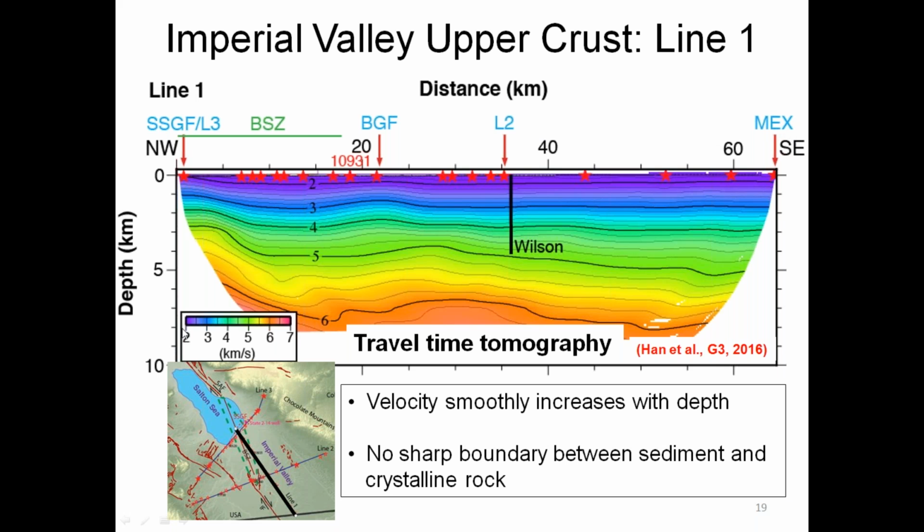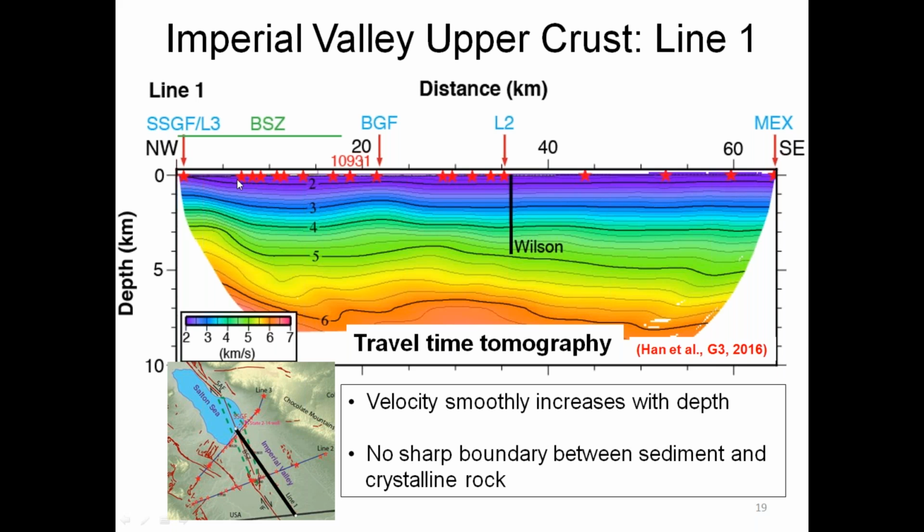The vertical axis is depth; the model is about 10 km deep. The color is our velocity. Here the color is different from earthquake tomography. Cold color in blue shows slow velocity, and the warm color is high velocity. As you can see, velocity smoothly increases with depth from 2 km per second in soft sediment to about 6 km per second in crystalline rock. And there is no sharp boundary between sediment and crystalline rock.